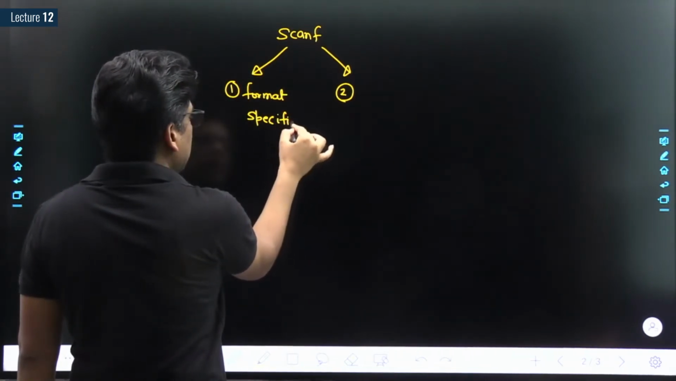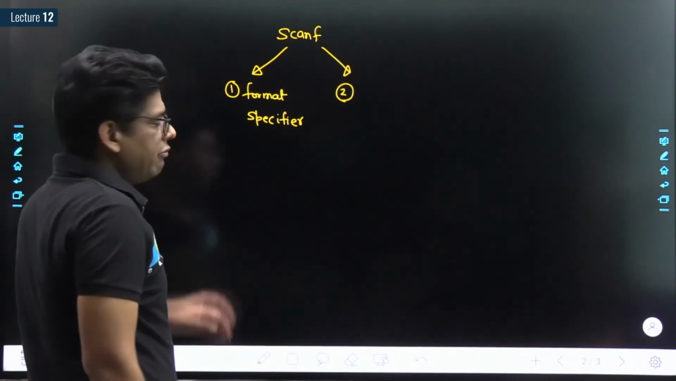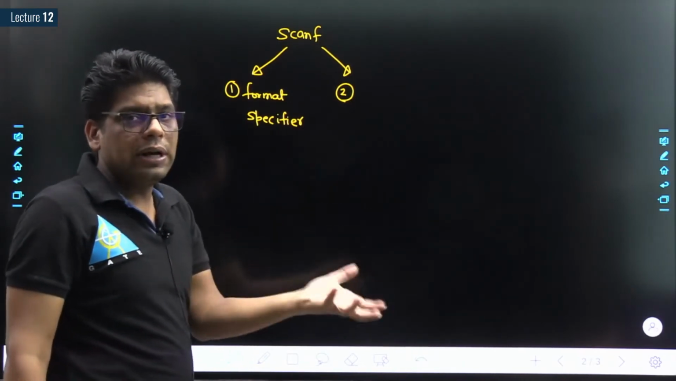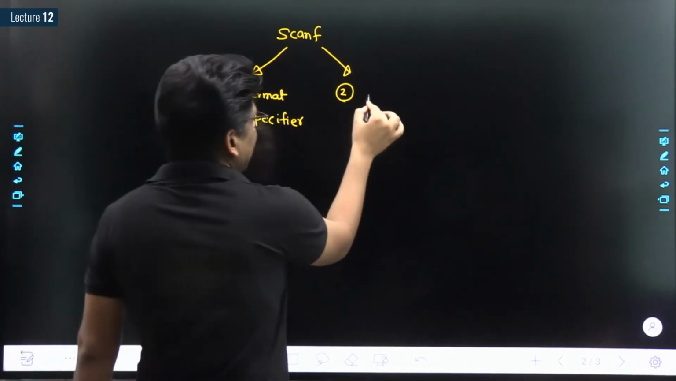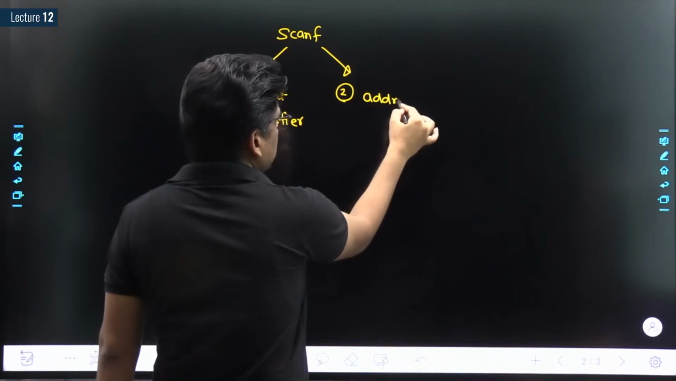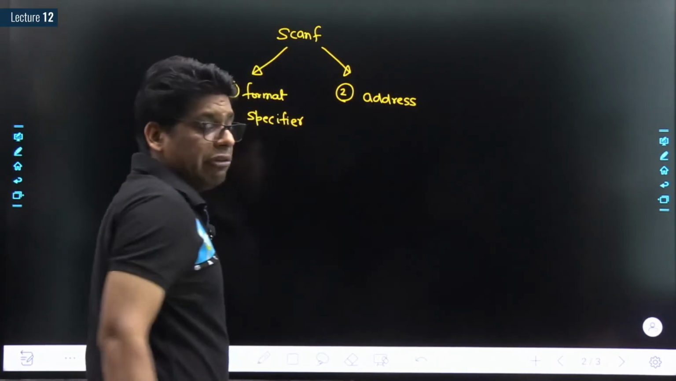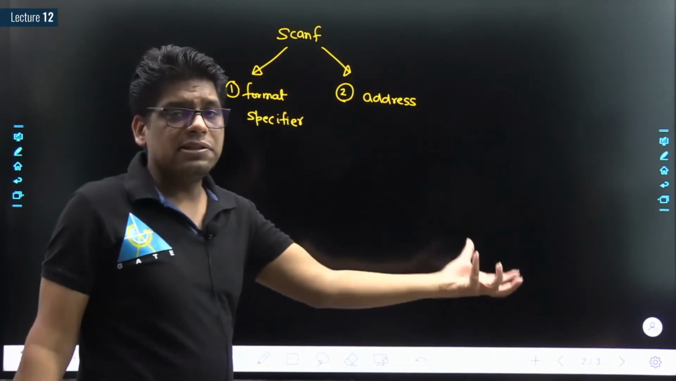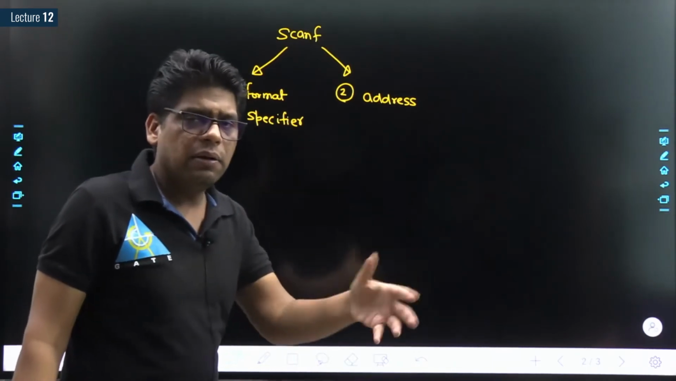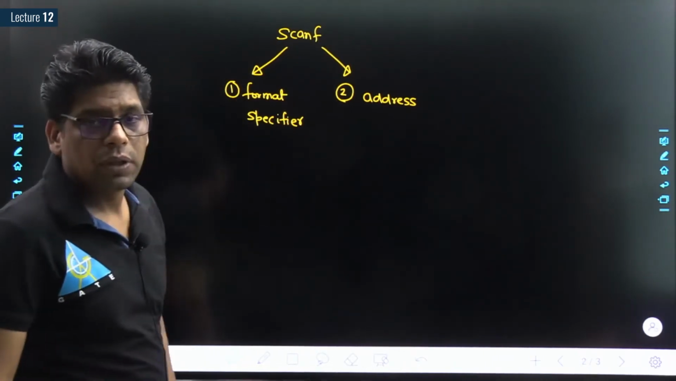Whatever data is coming from the keyboard, in which format we want it to treat. And the memory location address where we want to store the data inside the memory of our program.